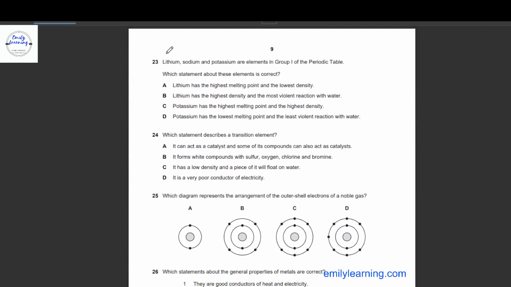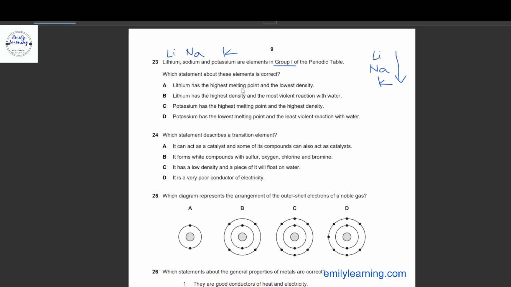Moving on to 23, lithium, sodium, and potassium are elements in group 1 of the periodic table. If you were to check your group 1 periodic table, lithium is at the top, followed by sodium beneath it, and then potassium beneath sodium. So lithium, sodium, potassium means going down the group, and they are all in group 1. Which statement about these elements is correct?